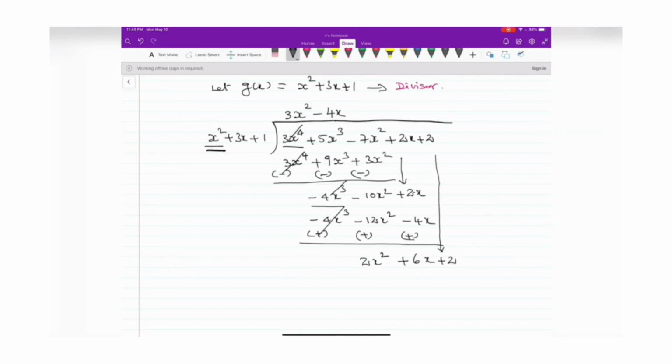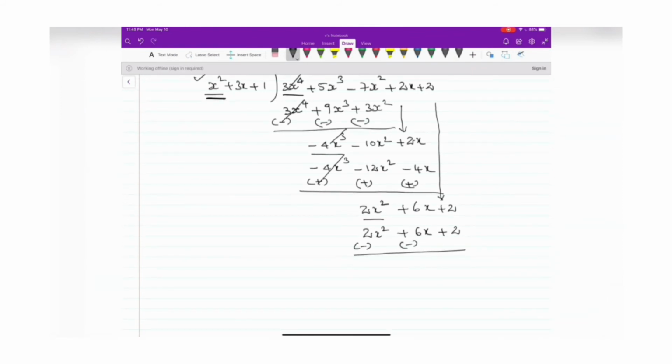Now I need 2x square. That means I have to multiply this x square, the divisor, by 2. So plus 2, let me write over here. Then I will be getting 2x square. 3x into 2 will give plus 6x. Plus 1 into 2 will give me plus 2. Now this will be minus, because when I subtract, the sign will change. Here I will have a negative sign. Here also minus. 2x square minus 2x square will get cancelled. 6x minus 6x will get cancelled. Same way 2 and minus 2 will get cancelled. I will be getting here 0. You know that 0 is your remainder.